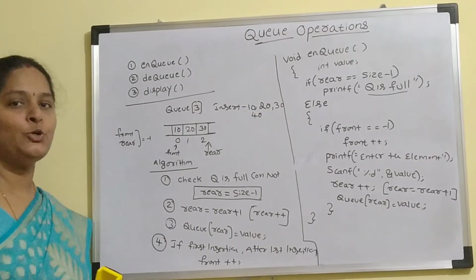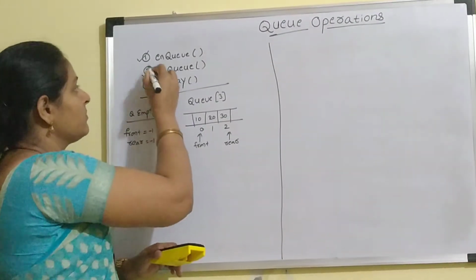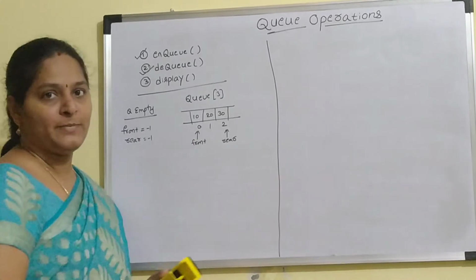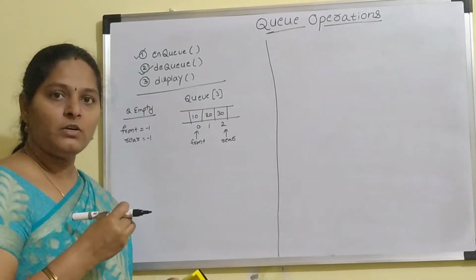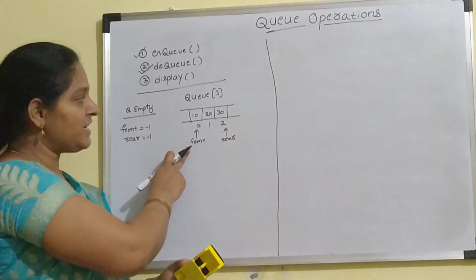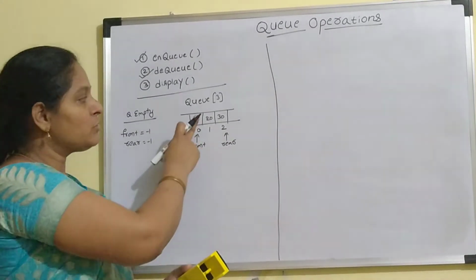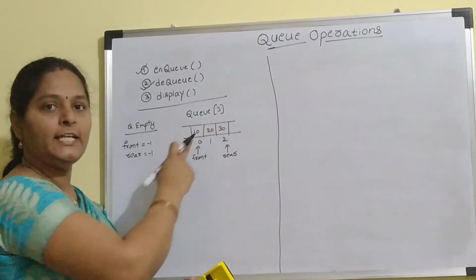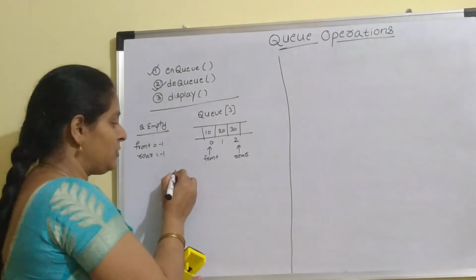Let us see the dequeue operation. See here, now the queue contains 3 elements. Now I want to delete the elements from the queue. So in a queue, always the front element will be deleted first. So which is the front element now? The firstly inserted element, 10, is in the front position. So first we can delete 10. After that we can delete 20. After that we can delete 30. Right? Let us see the algorithm for the deletion operation.